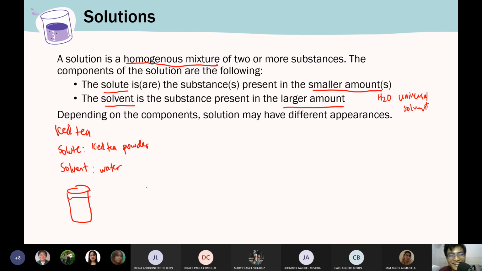Sarap. Anyway, ano pa kaya mga solution na nasa isip ko? Kunwari, salt water. What do you think? Yung mga possible solute in salt water. And ano yung solvent? Ano ba yung mga nakahalo sa tubig dagat? Amoy basahan. True.